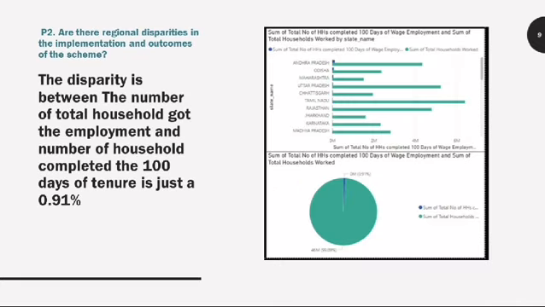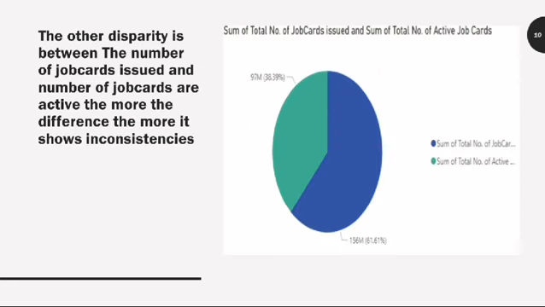Next, problem statement 2: are there regional disparities in the implementation and outcomes of the scheme? For the solution, we have used a pie chart and bar chart to display it. Next, we look at the disparities between the number of job cards issued and the number of job cards active. The more the difference, the more it shows inconsistencies. Here, by using a pie chart, we have displayed the solution.